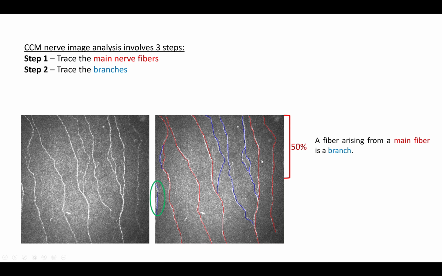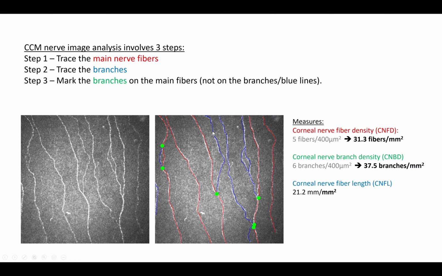Step 2. Trace the branches with a blue line. A fiber arising from a main fiber is a branch. And step 3. Mark the branches on the main fibers on the red lines with a green dot.